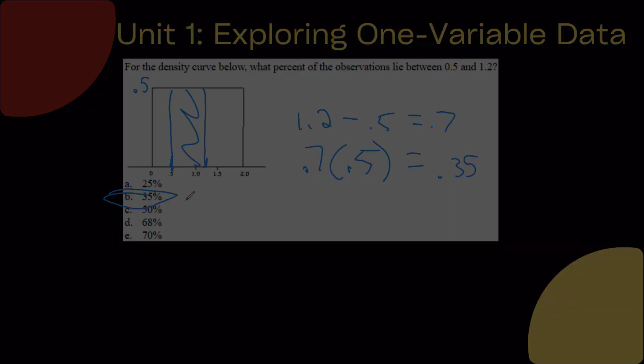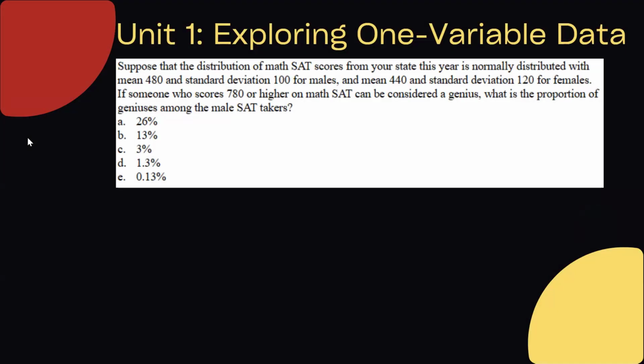So 35%. Suppose the distribution of math SAT scores from your state this year is normally distributed with mean 480 and standard deviation 100 for males and mean 440 and standard deviation 120 for females. If someone who scores 780 or higher on a math SAT can be considered a genius, what is the proportion of geniuses among male SAT takers? Now here, there's some extra information we don't need about the females because the question only asks among male SAT takers.